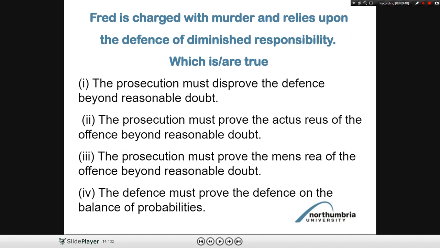Fred is charged with murder and relies upon the defense of diminished responsibility. Which is true? Number 1, the prosecution must disprove the defense beyond reasonable doubt. Number 2, the prosecution must prove the actus reus of the offense beyond reasonable doubt. Number 3, the prosecution must prove the mens rea of the offense beyond reasonable doubt. And number 4, the defendant must prove the defense on the balance of probabilities.